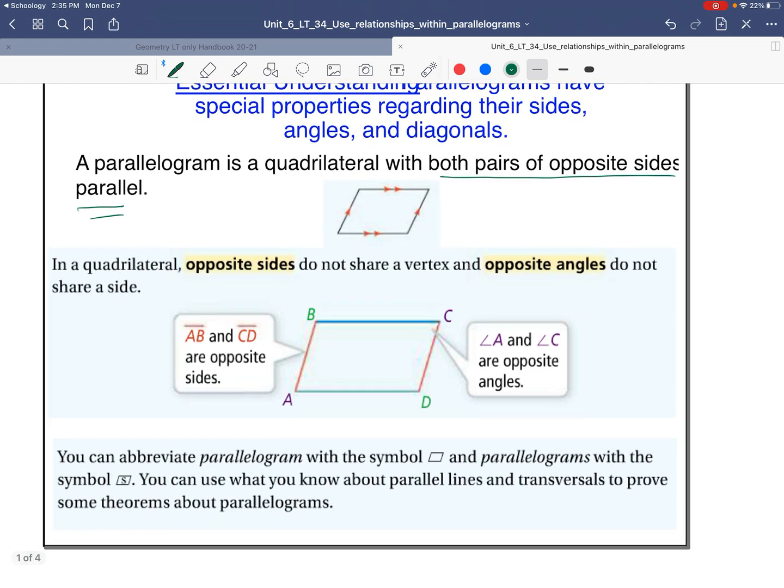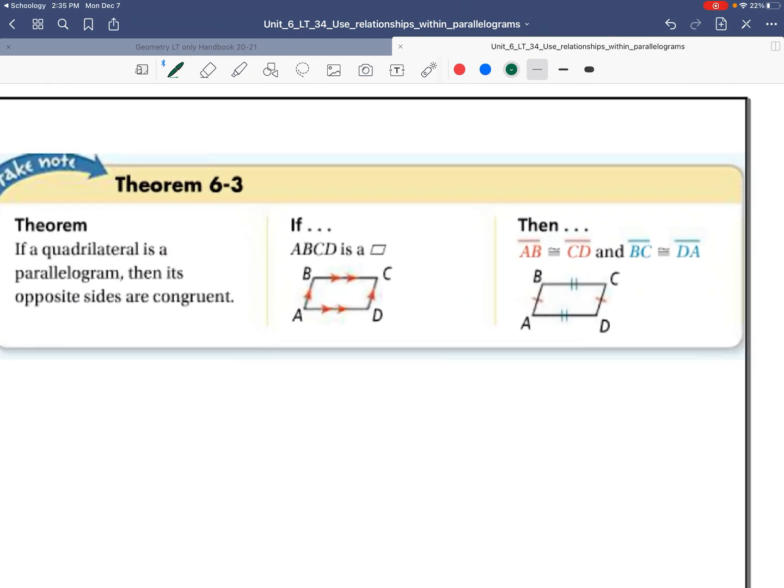Now, notice here, you can abbreviate a parallelogram with that symbol. So if you have that symbol, you would call that parallelogram ABCD. Or you could put an S for parallelograms and then list another set. So just some notation you need to know.